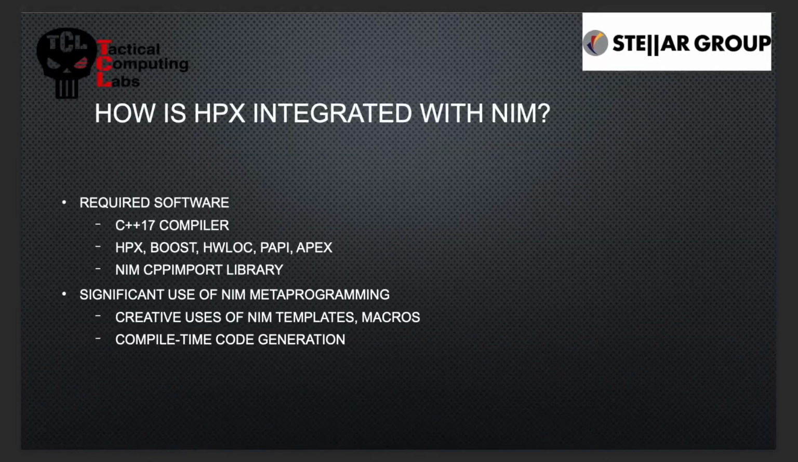How is HPX integrated with Nim? You'll need a C++17 compiler and HPX. It uses some pieces of Boost, not all of it. HWLOC, a hardware locality library, accesses the operating system and tells you information about your system: if you have GPU devices, if you have NUMA domains, how many cores you're running with, that kind of information. PAPI gives you access to hardware performance counters on the CPU. And then, of course, APEX, if you're interested in getting an auto-tuning capability integrated with HPX.